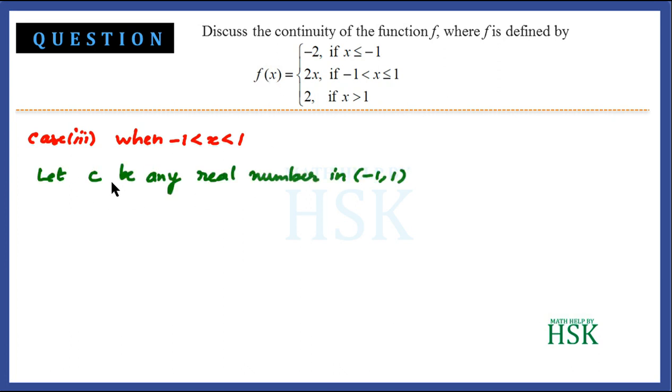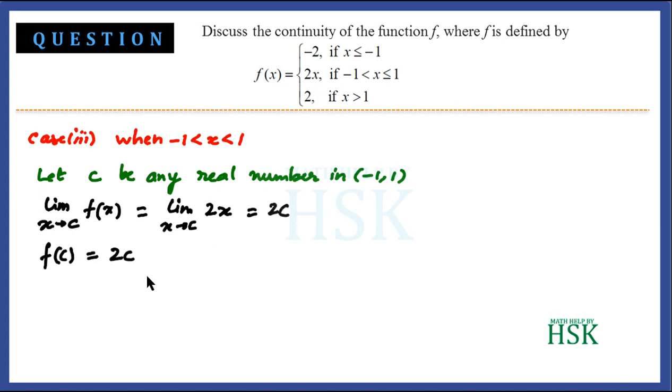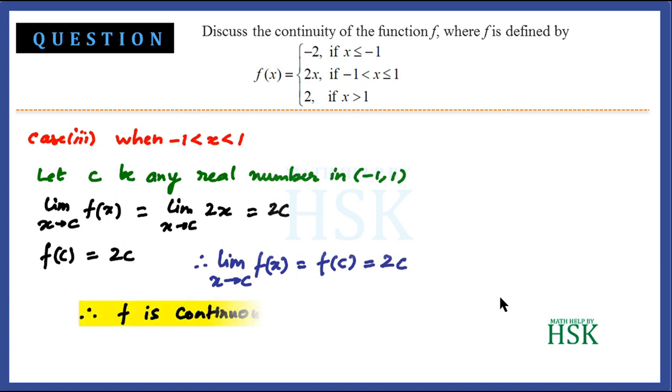For this, we assume that c is any real number in this interval. Limit of x tends to c for f(x) would be equal to limit of x tends to c for 2x, and this would be equal to 2c. And f(c) is equal to 2c. Therefore, the limit of x tends to c for f(x) is equal to f(c) is equal to 2c. So this shows that the function is continuous for all values of x in the open interval minus 1 to 1.